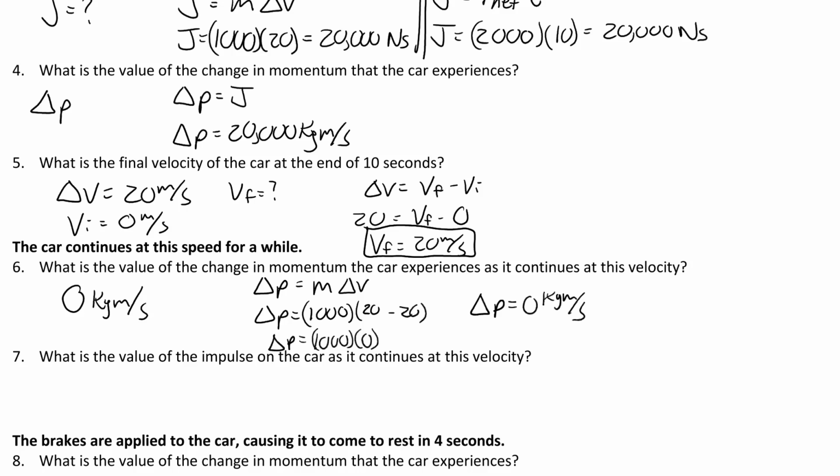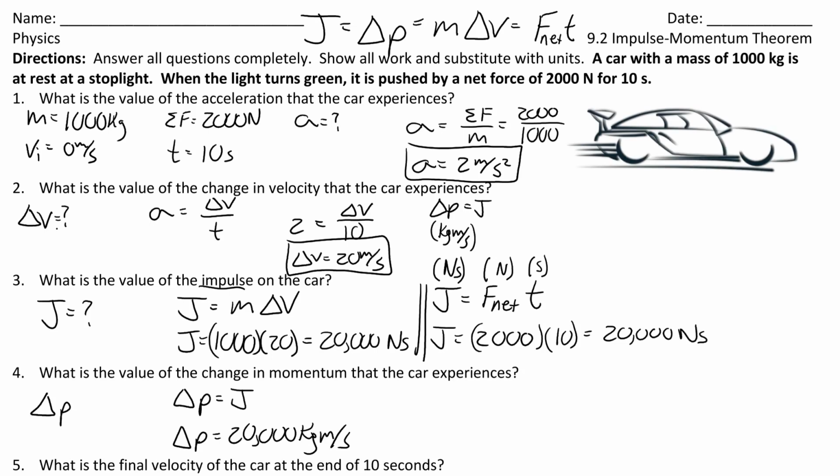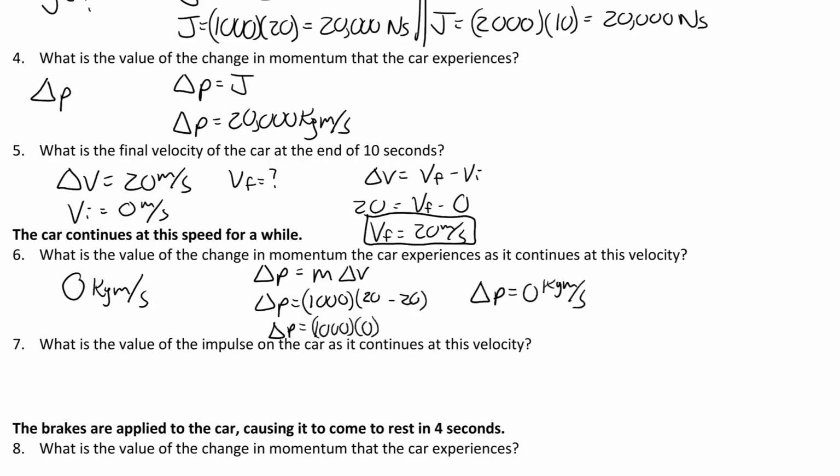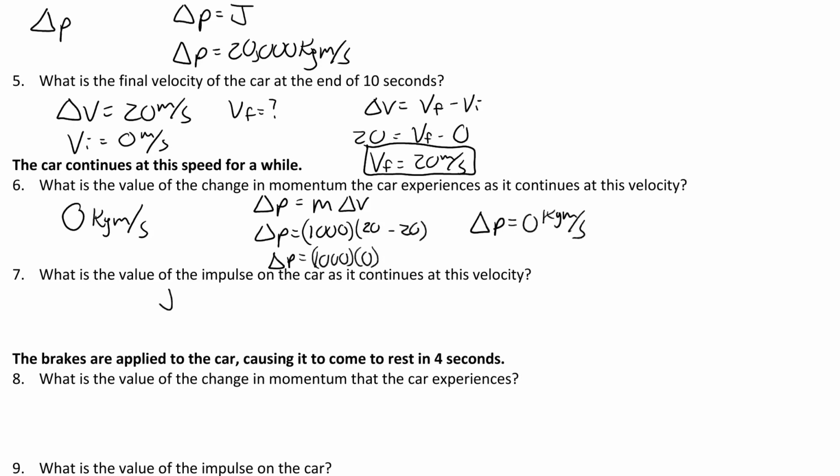Number 7, what is the value of the impulse on the car as it continues at this velocity? Well, again, we could revert back to the impulse-momentum theorem. We know the change in the momentum is 0, and they're asking for the impulse. So we could set up that formula again if we wanted to. The impulse is equal to the change in the momentum. The change in the momentum is 0. So it's 0 Newton seconds, or 0 kilogram meters per second, either way.